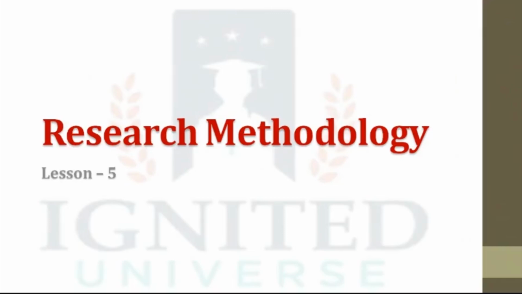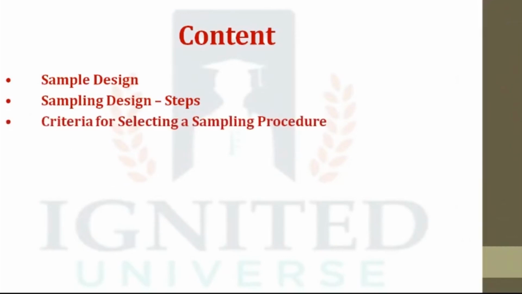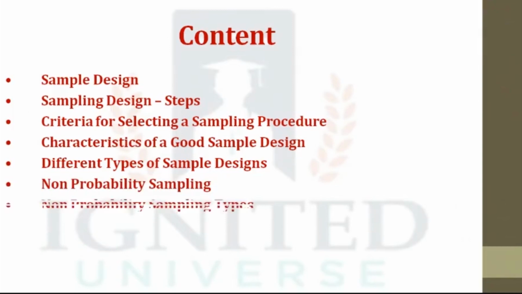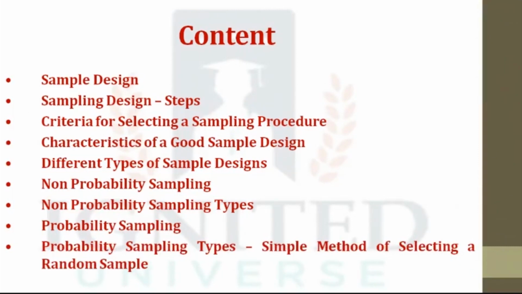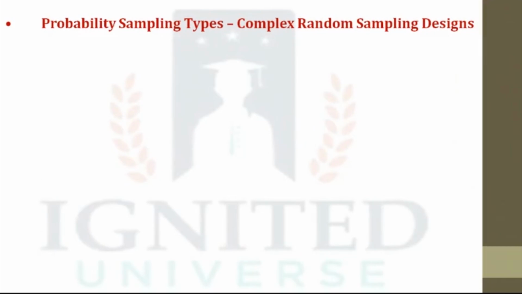So, in this lesson, we will cover the following topics: sample design, sampling design step, criteria for selecting a sampling procedure, characteristics of a good sample design, different types of sample designs, non-probability sampling and its types, probability sampling, probability sampling types, simple method of selecting a random sample, probability sampling types, complex random sampling designs, and complex random sampling designs. So, starting with the sample design.